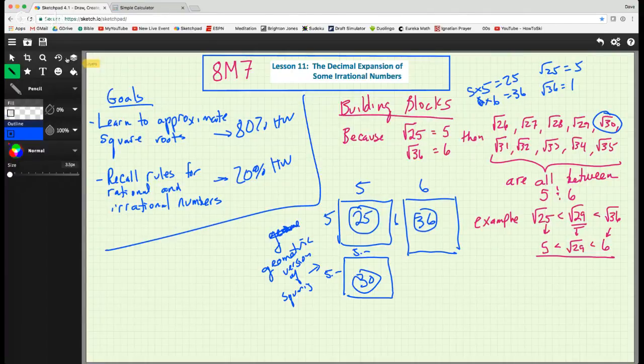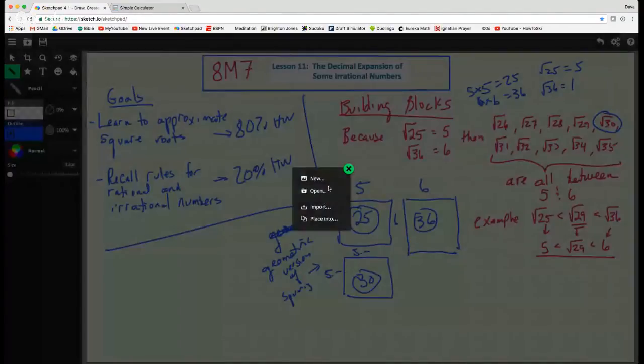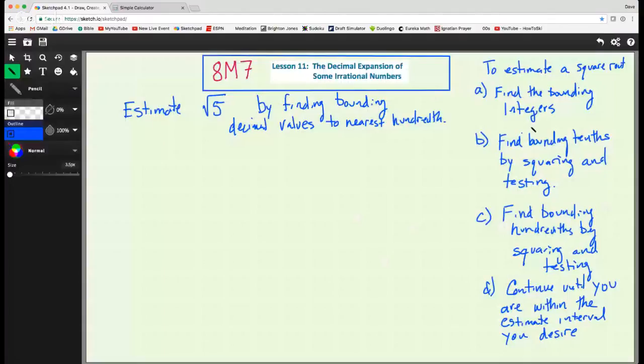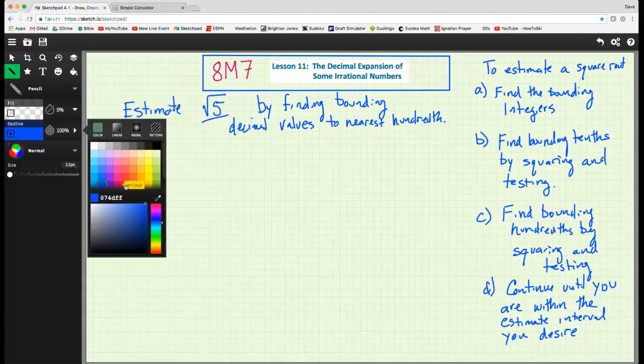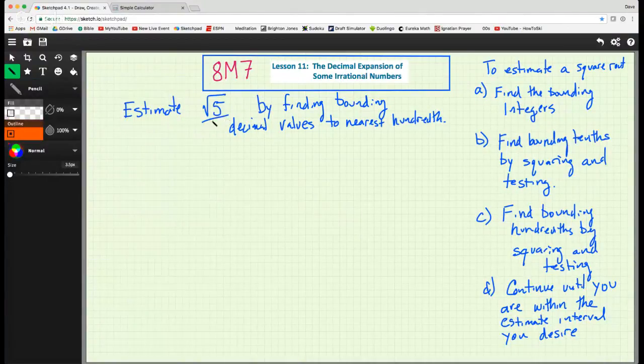Well, let's figure out the method for getting a better approximation. So what we're going to do is estimate the square root of 5 in this problem. We'll do it in orange. We'll estimate the square root of 5 by finding the bounding decimal values to the nearest hundredth. So we're not just going to say that this is between two integers. We're going to get between two decimal numbers with two decimal places.